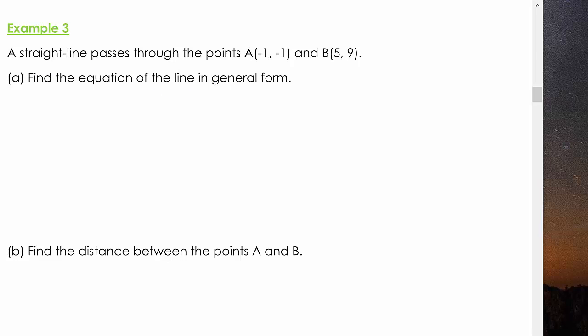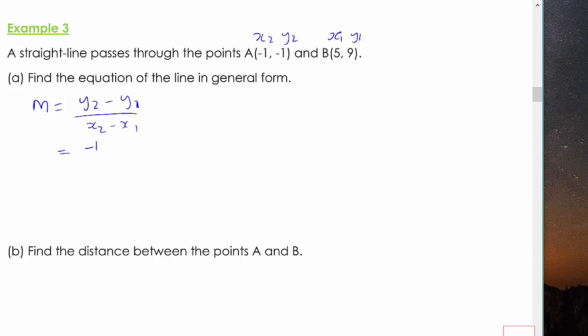The straight line passes through the points A(-1, -1) and B(5, 9). I'm actually going to call this one (x1, y1) and this one (x2, y2) here, so that there's no confusion when I come to use this point later. So the first thing we need is the gradient, which is the difference in the y's, y2 minus y1, over x2 minus x1, the difference in the x's.